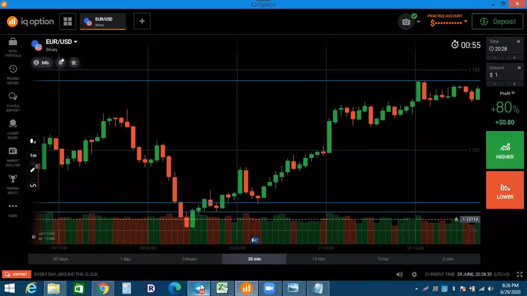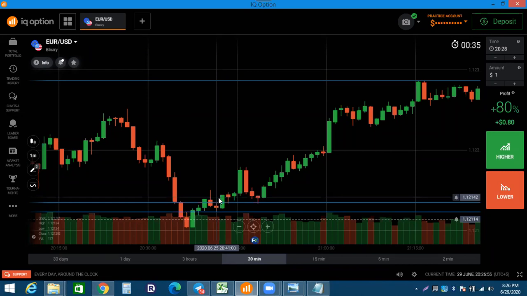Can the same apply on 5 minutes? Yes, if the trend is strong, you can apply it on the 5 minutes. If the trend is sideways or a healthy trend, not a strong trend, then you can trade 1 minute or 2 minutes or 3 minutes.